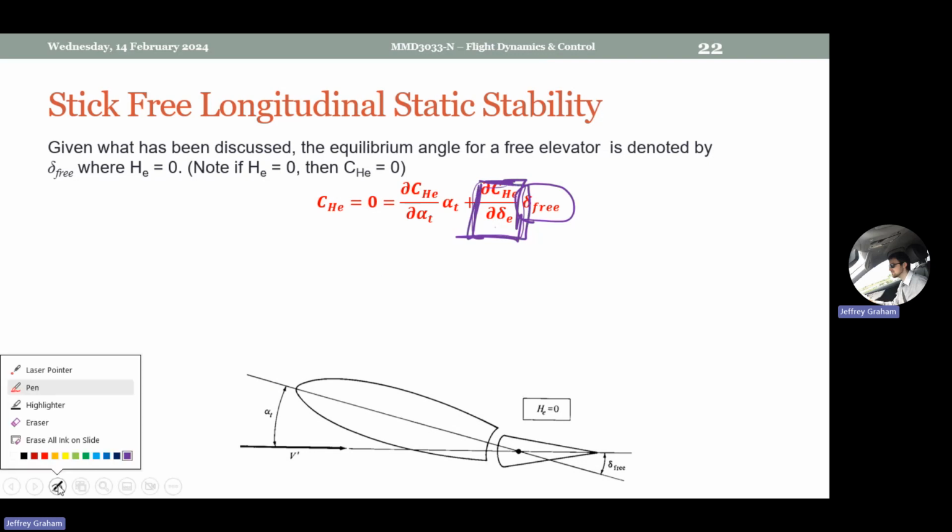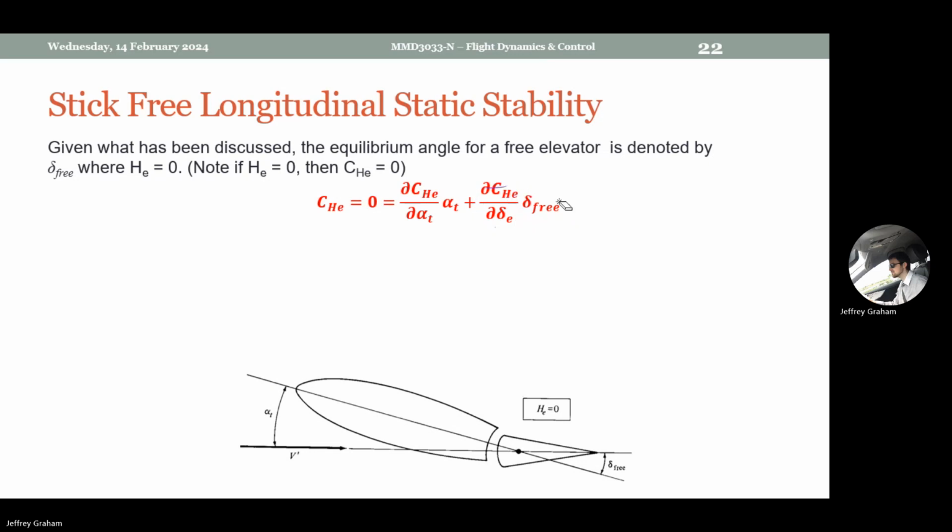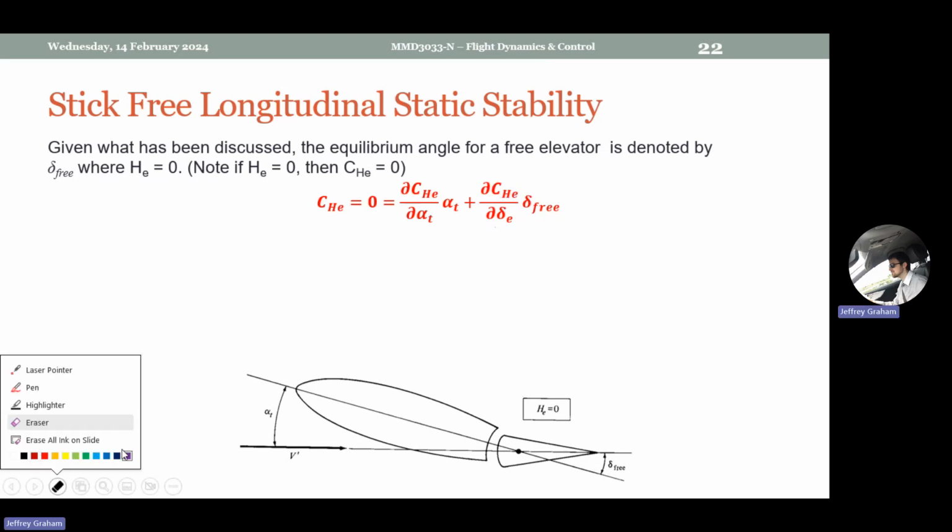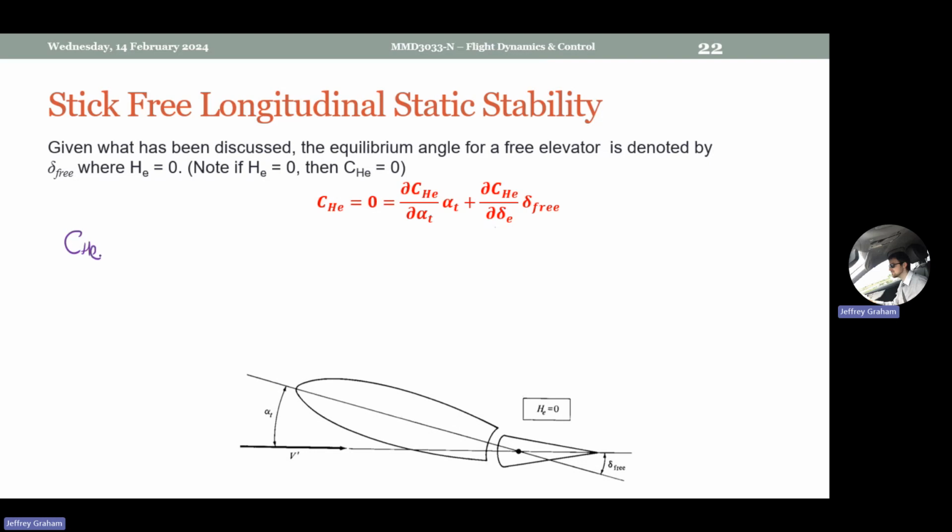So what I'm going to do is rewrite this equation just exactly as it is. I'm not changing anything just yet. Just make it a little bit easier to explain what's happening. So you've got the elevator hinge moment, the trimmed condition, is the elevator gradient with respect to its angle of attack. So that is this bit initially.